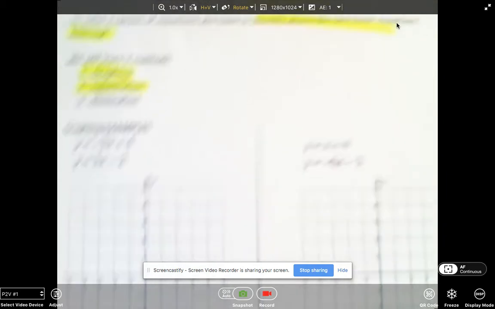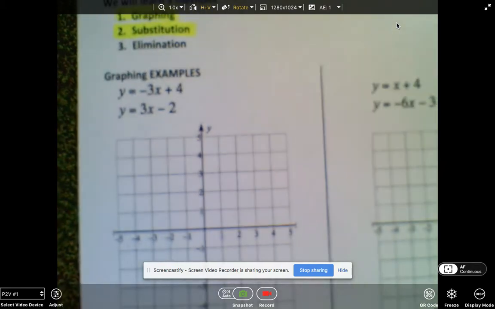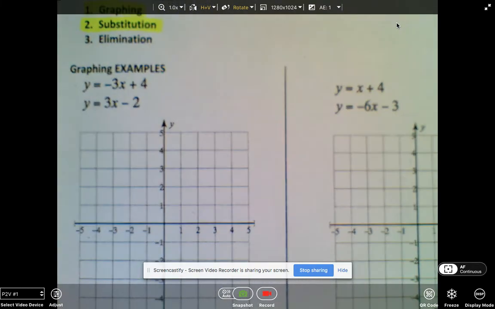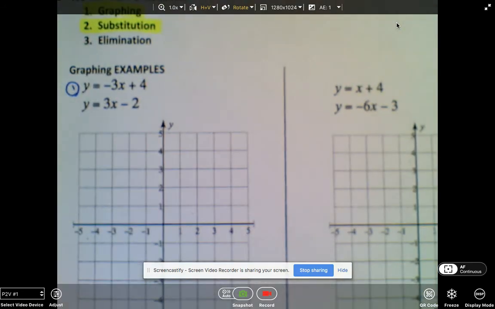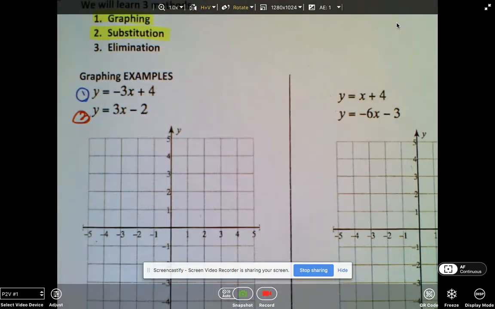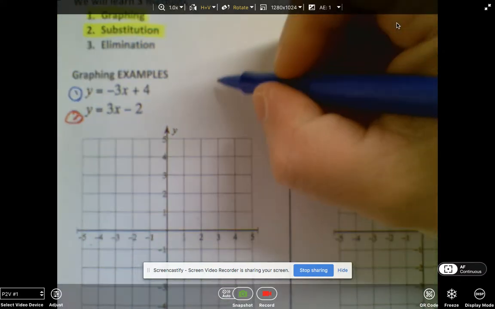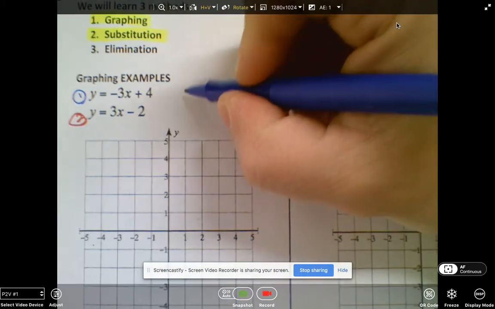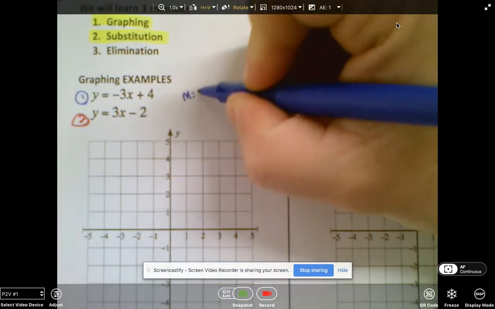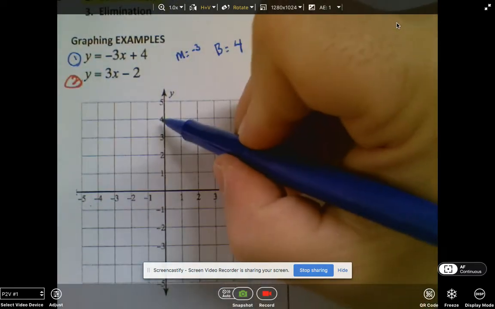So basically when you graph you have to look at the two equations and identify the m and the b, which is your slope and your y-intercept. So for the first equation, we'll call this 1. The second equation, we'll call this 2. Can someone tell me for the first equation, what is my y-intercept or my starting point? 4. And then my slope? -3. So I'm going to go to the point 4.